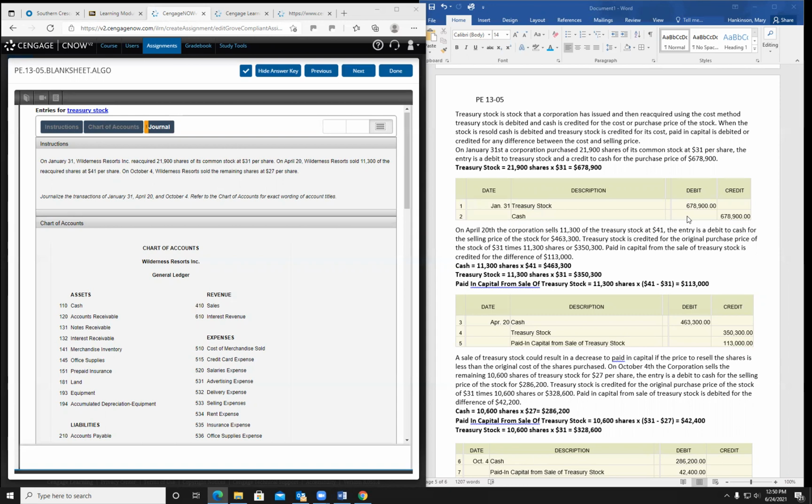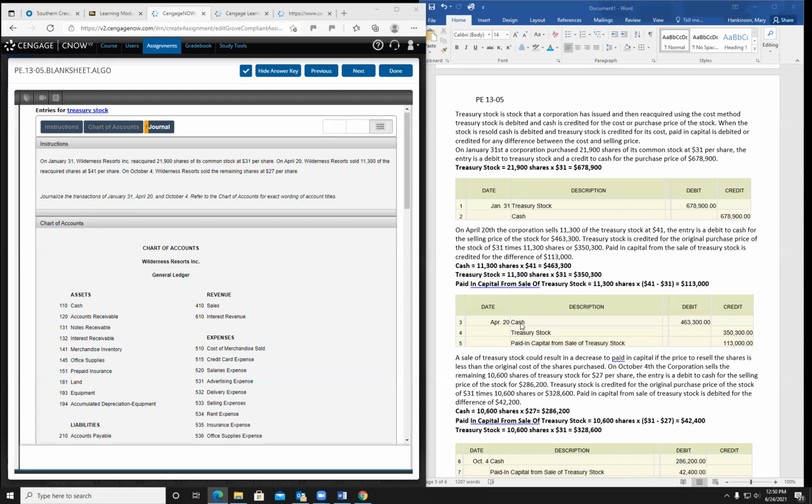Now, the next thing we're going to look at is April 20th. On April 20th, Wilderness Resorts sold 11,300 shares of the treasury stock at $41. So the entry is going to be a debit to cash for the selling price of the stock, which is 463,300. And then treasury stock is credited for the original purchase price of the stock, which was $31. So the first thing we do is take the 11,300 that was sold, multiply it by the sell price of $41, and that's a total of 463,300.